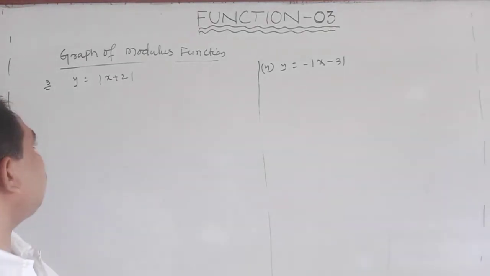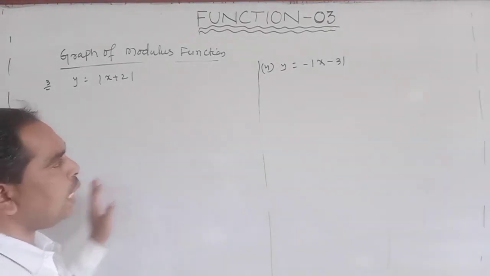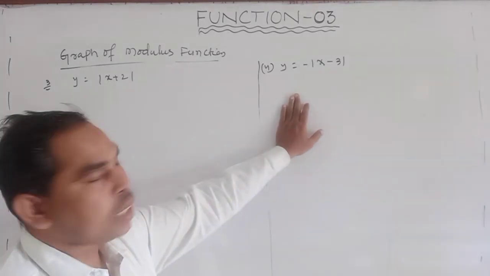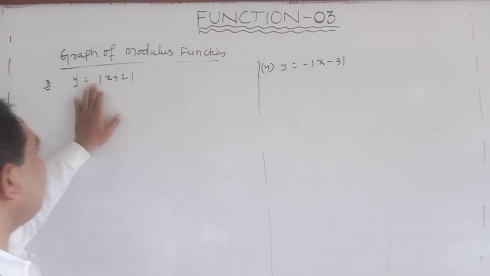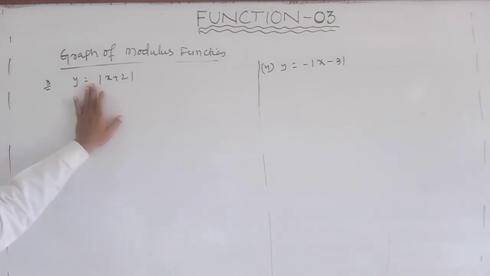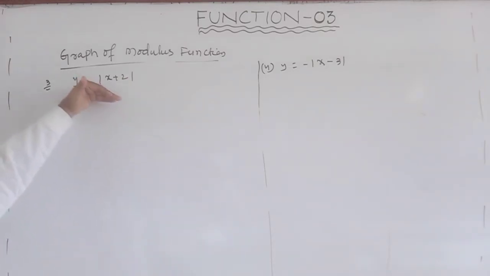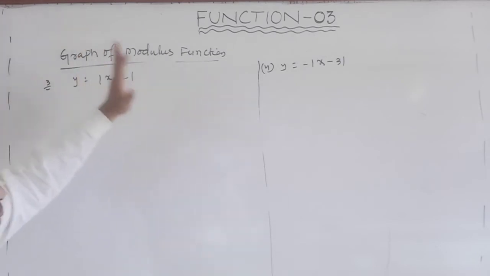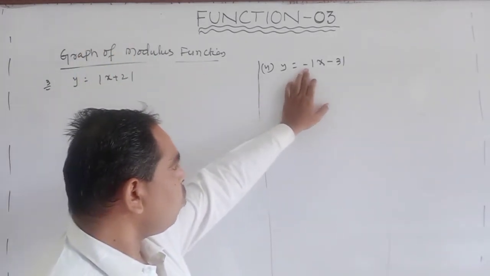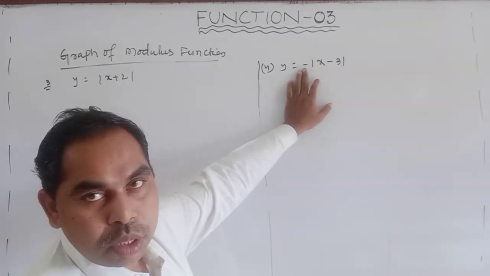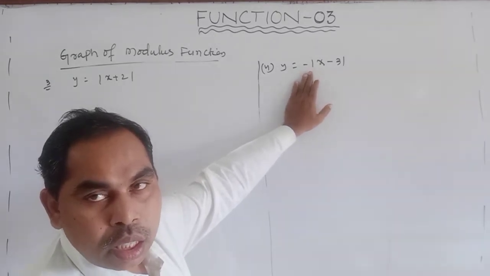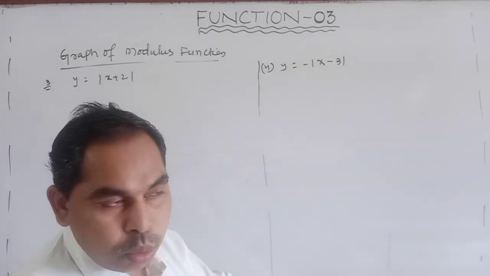Next question, y is equal to mod of x plus 2, another one y is equal to minus of mod x minus 3. So here is given a plus sign before mod, the graph is opening upward. Here is given a minus sign before mod, so the graph is opening downwards.